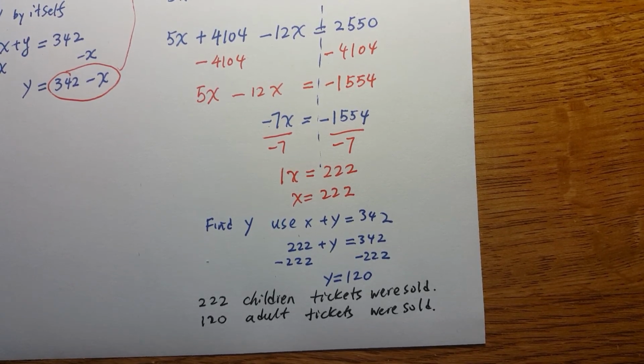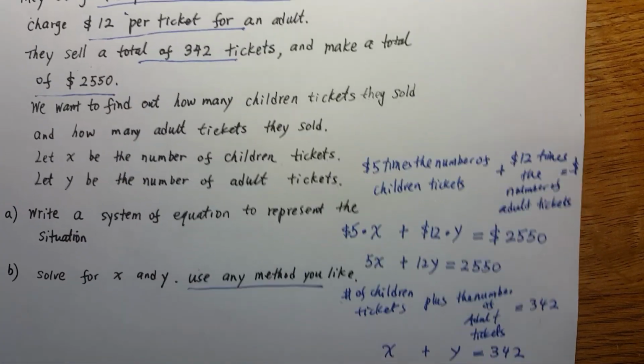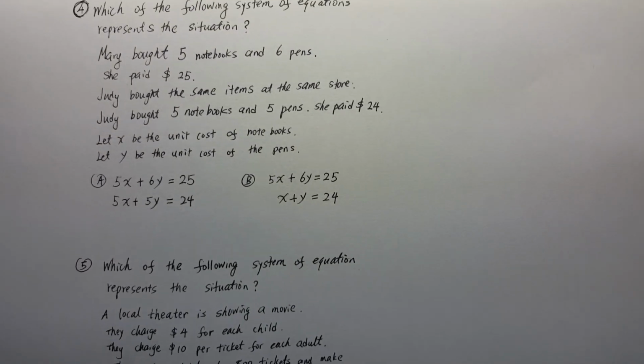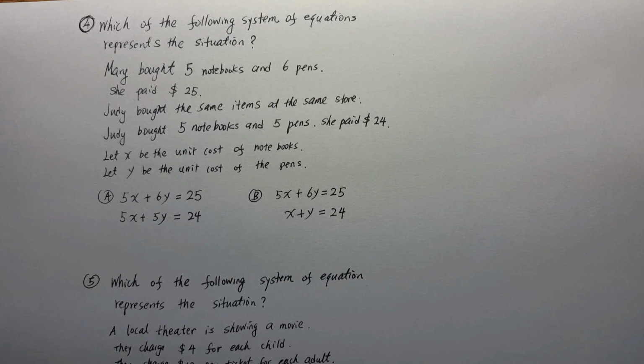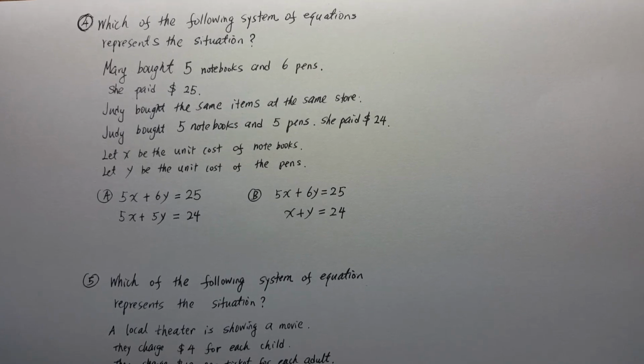Next, I'm going to ask you to take a look at number 4 and number 5. All you have to do is read the situation and tell us if choice A or choice B represents the situation. Okay, so I'm going to give you 1 minute. You read the questions, and then you're going to decide, is it A or B?